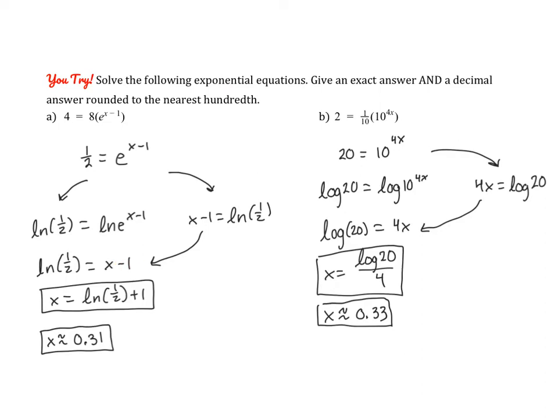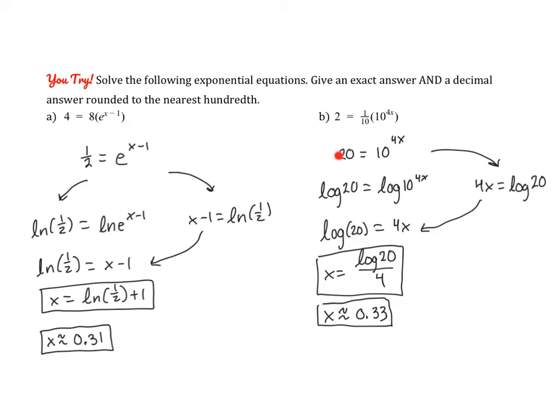For part B, again, isolate. So we multiply both sides by 10. And then here I took the common log of both sides. Common log because this is base 10. So I always recommend that your logarithm's base match this base. So common log of both sides. And then we can simplify this and finish solving.